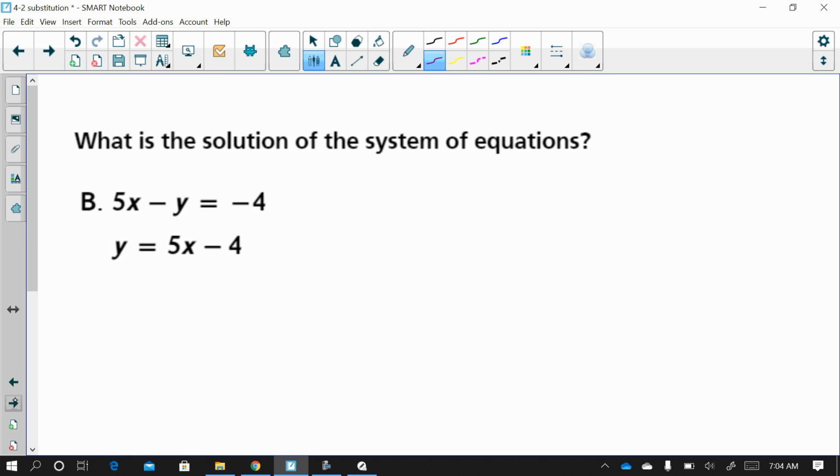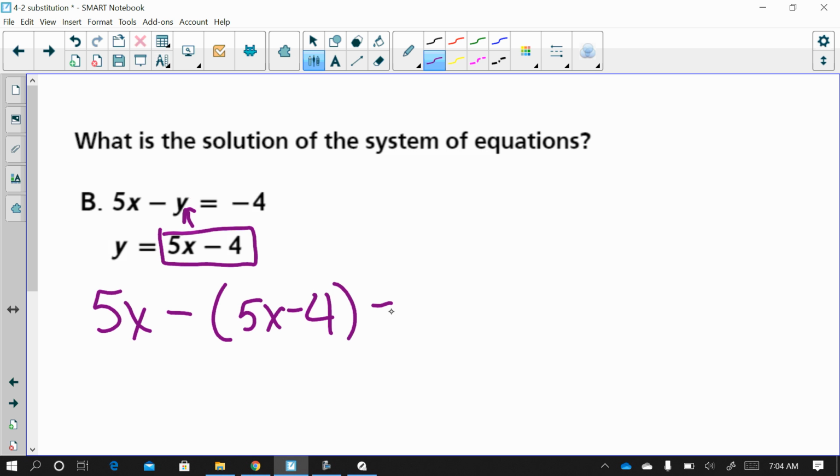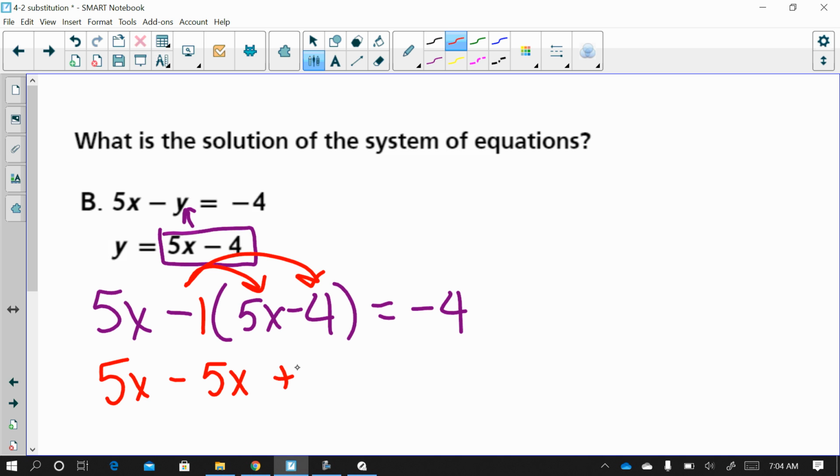Okay, let's look at this example here. 5x minus y equals negative 4, and y equals 5x minus 4. Well, we know y equals 5x minus 4, so I'm going to plug that into y. So write the equation, 5x minus, but instead of writing y, I'm going to write 5x minus 4. Please be very careful here. You need to make sure you put that in parentheses, because this is a negative 1, and we need to distribute that through. Okay? So 5x minus 5x plus 4 equals negative 4.